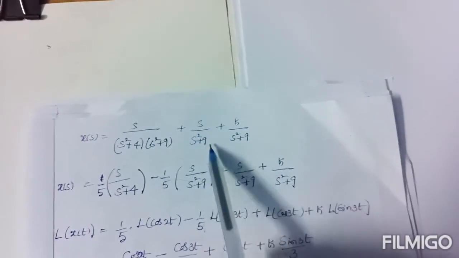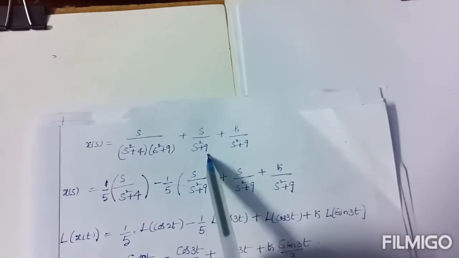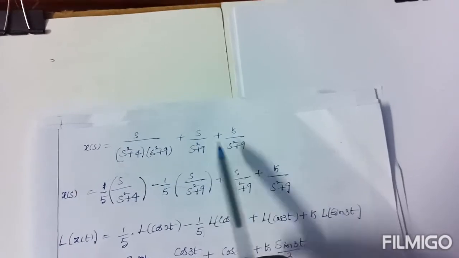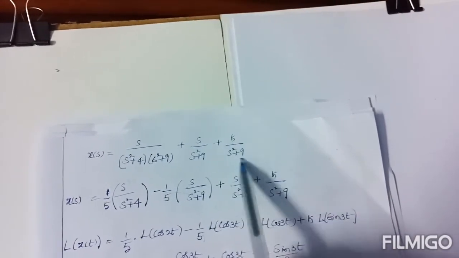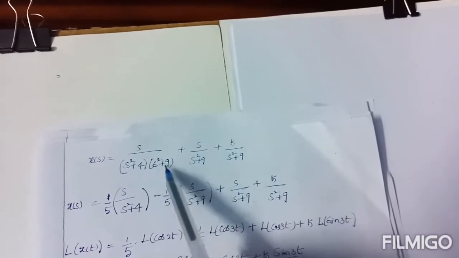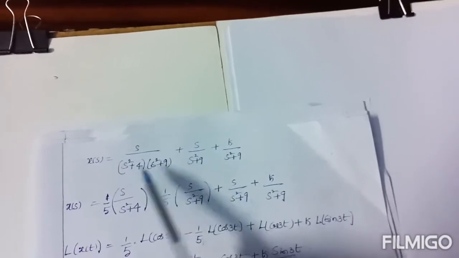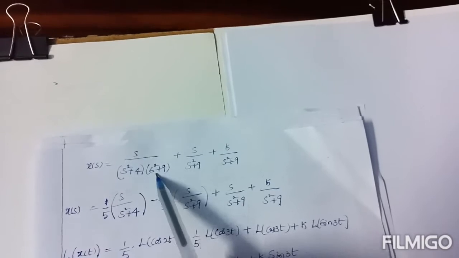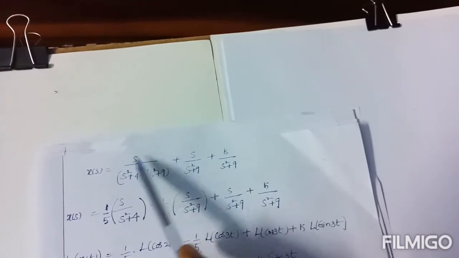Here this is in standard form, s by s square plus a square, with 3 square. So this is cos 3t form. K by s square plus 9, k is a constant. This is also in standard form: 1 by s square plus a square is sin 3t. But here there are two factors in the first term. To write the corresponding formula, we need only one factor. To get that, first we have to find the partial fractions for the first term only.